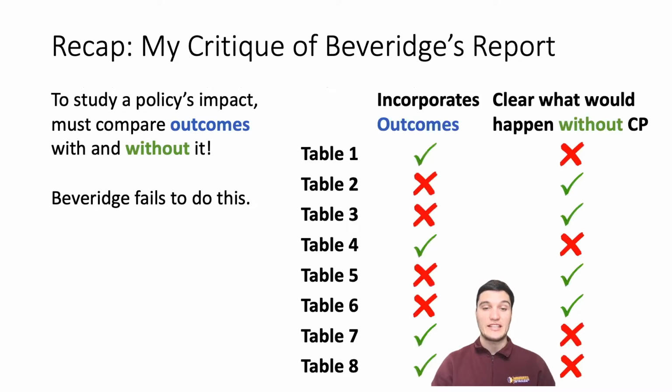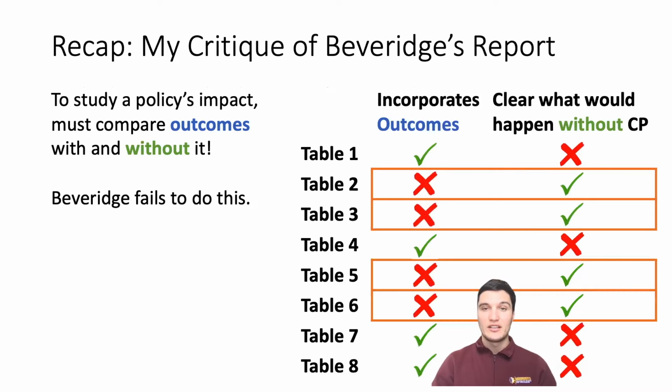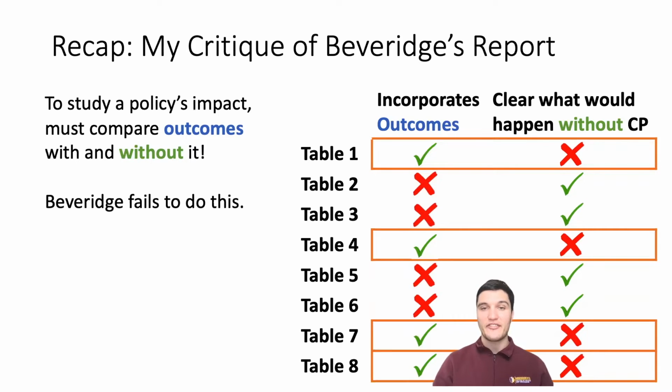If we look at the 8 main tables in his report, half of them have nothing to do with the actual outcomes. They're just analyzing the application data. As a result, the data in those tables would be exactly the same regardless of what policy was used to allocate the units. The other half of the tables do incorporate outcomes, but he makes no attempt to estimate a counterfactual of what would have happened with a different policy in place. That makes it very, very difficult to interpret the numbers in those tables and to really understand what the effect of the policy was. So that's my critique of Beveridge's report.